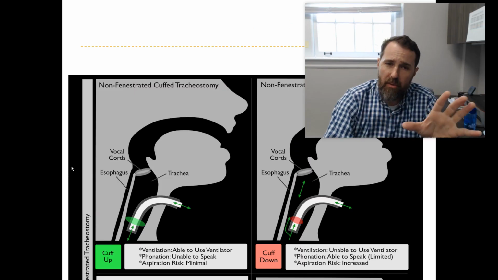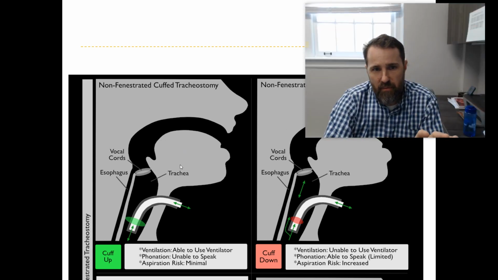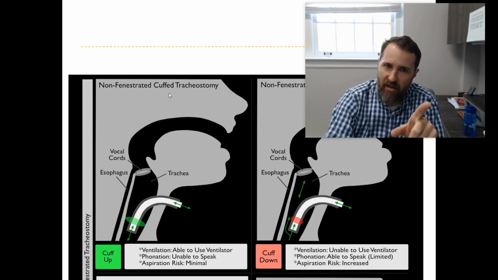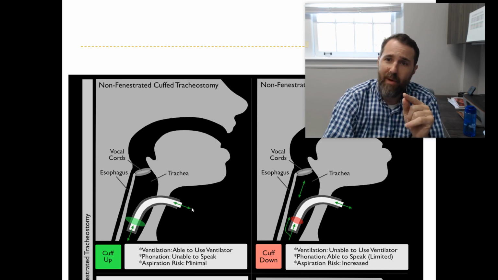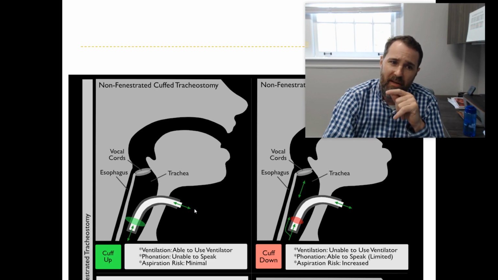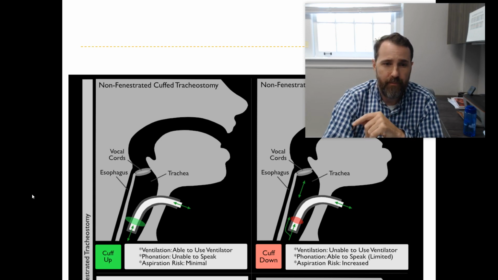All right, so let's go through some different configurations that we have here illustrated. So looking at this first image, we have a non-fenestrated cuffed tracheostomy tube. So you can see here that inspiratory and expiratory airflow is going to have one pathway in and out of the body, and that would be the tracheostomy tube. That would be the artificial airway. The cuff is going to be preventing airflow, inspiratory or expiratory, from going through the natural airway.